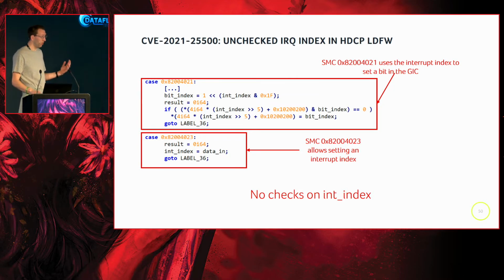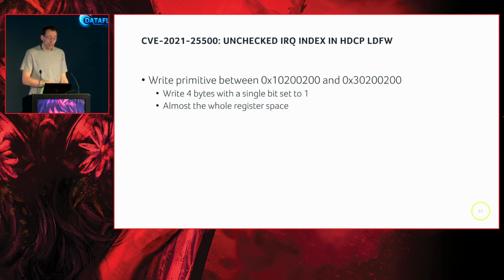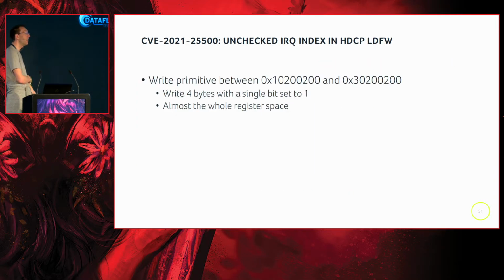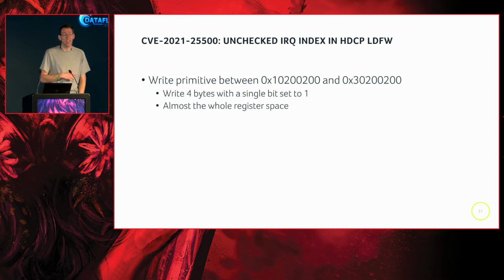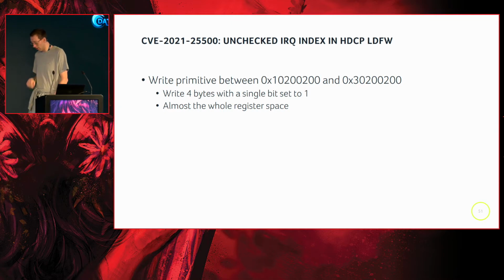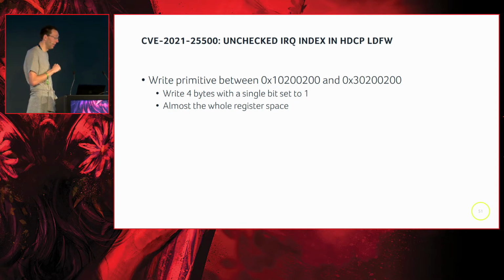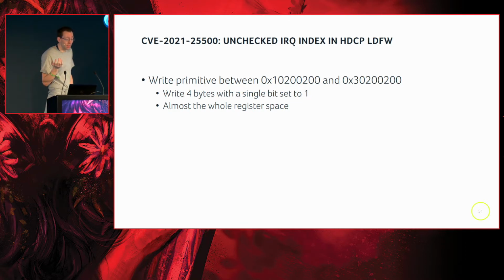Well, because we are adding this interrupt index and we calculate which hardware register corresponds with a certain index by masking and shifting the index, we actually get a write primitive in a part of the register space. Well, actually, it's sort of the entire register space except a small part at the very beginning. What we can do with this is from 4 bytes, we can selectively set 1 bit to a 1. We can decide which bit we want to set, but it's only 1 bit.